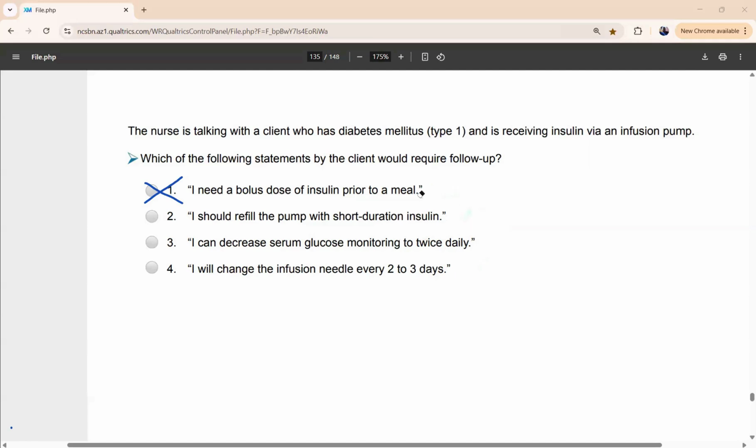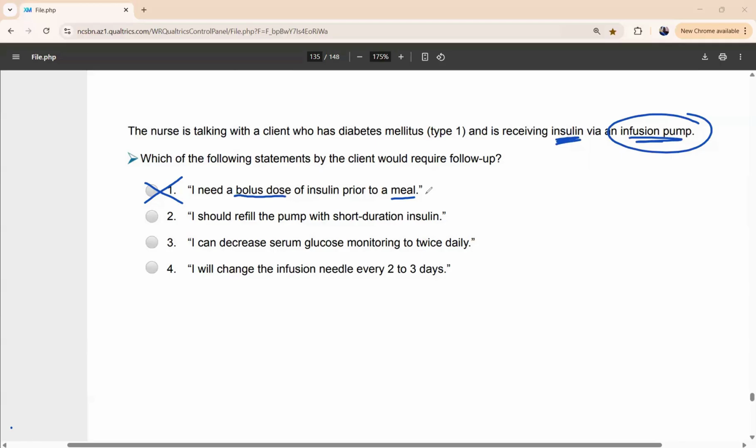Let me erase this. Now, this doesn't require follow-up because it's correct. We give insulin alongside a meal. The reason why the question is talking about bolus dose is because what we are using to give the insulin is infusion. So bolus dose is the one that is related to infusion, but bolus dose prior to a meal, yes, that's correct.